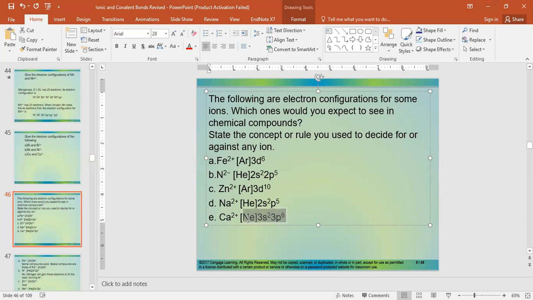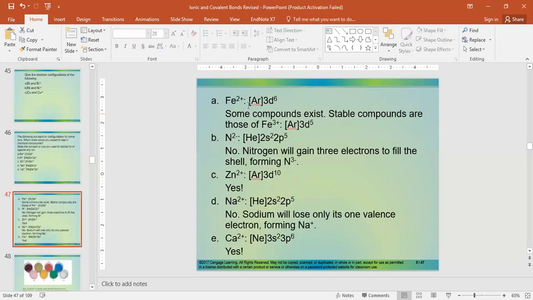But then for calcium, this one is going to have compounds. In other words, we are saying that there are no compounds known of this configuration. There are no compounds known of this configuration. There are some compounds known of this configuration, but we have more stable compounds formed. And I think that one is explained here. For iron 2+, which is a d6, some compounds are going to exist, but stable compounds are those of iron 3+, which is a d5.